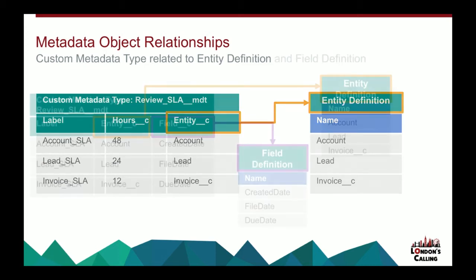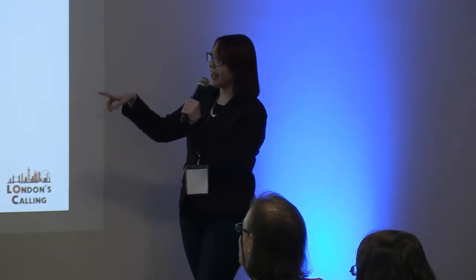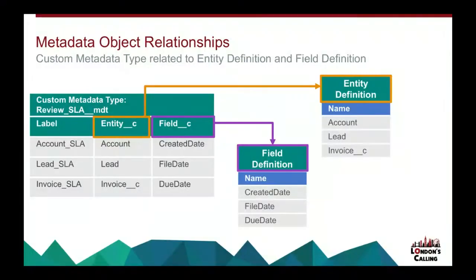If I have a relationship to another entity definition on my custom metadata type, I can create a lookup to a field on that entity definition. So what's happening in this example is I have a custom metadata type that represents how many days of an SLA, how many days I have before I violate an SLA. And that number of days varies based on what table I'm talking about. And it's different for account, lead, and invoice.